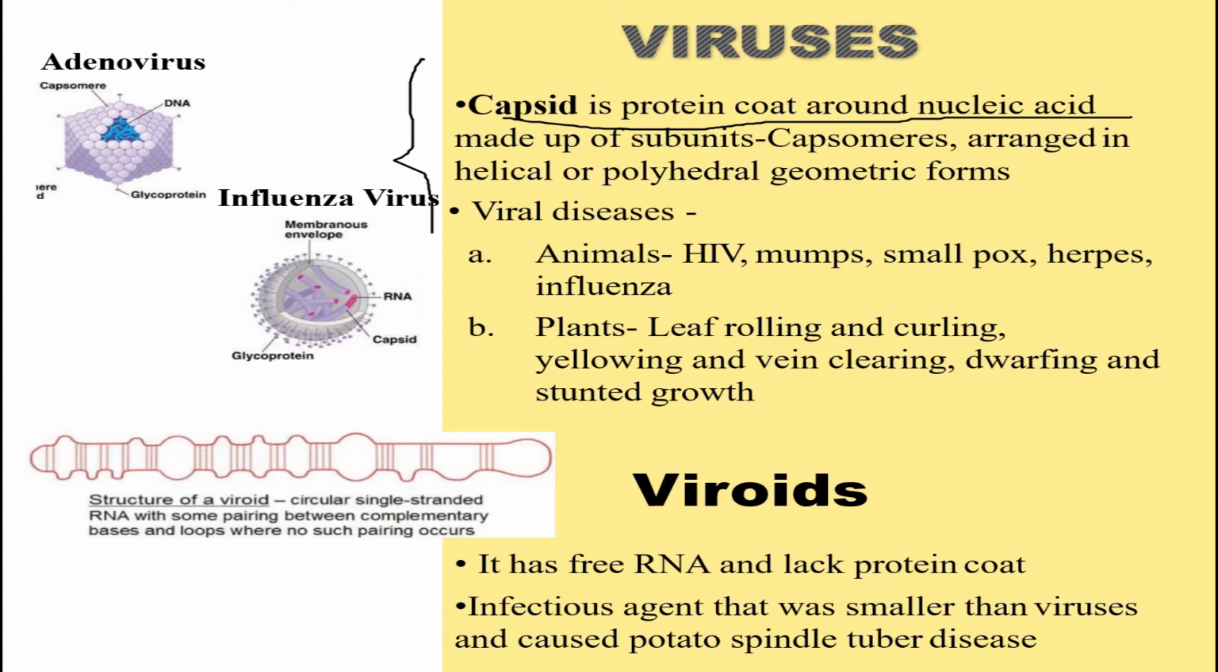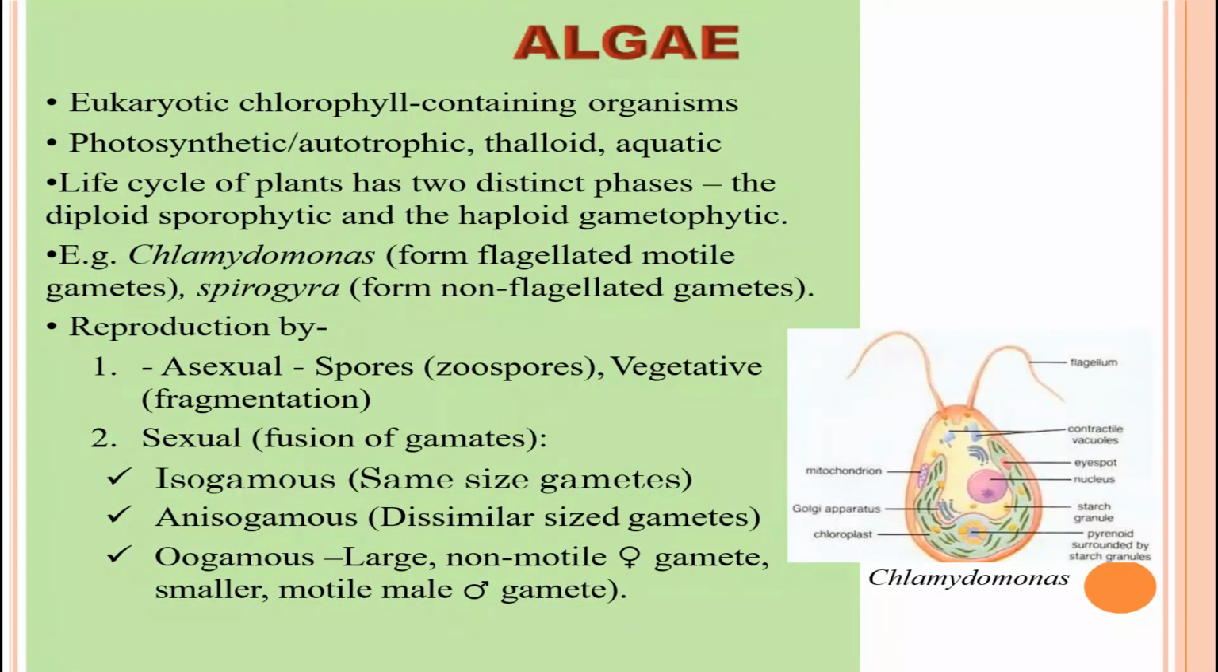And these do not have any sort of genetic material and do not have any sort of protein coat, as was the case for viruses, which had a capsid as a protein coat. So, talking about some more types of protozoans which come under Kingdom Protista.